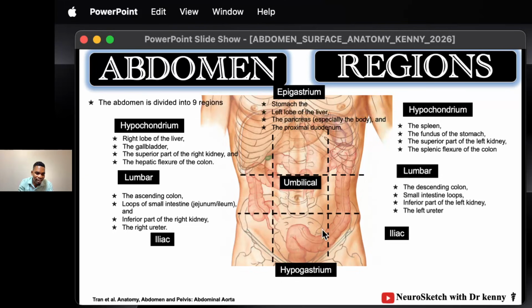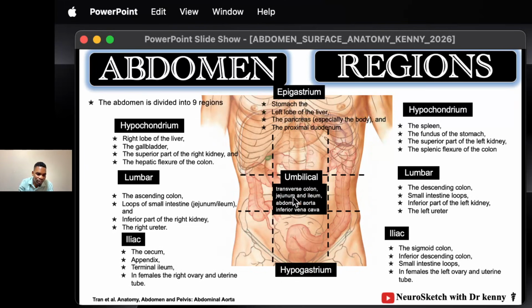And then the umbilical region, what do we have? In the umbilical region, we have the transverse colon, the abdominal aorta and the inferior vena cava. The major vessels of the abdomen are found in the umbilical region. This is what you should remember, at least, if you find it difficult to remember these parts. In the right iliac fossa, what you should remember is the appendix. We have a lot of structures here, but you should not forget about the appendix.